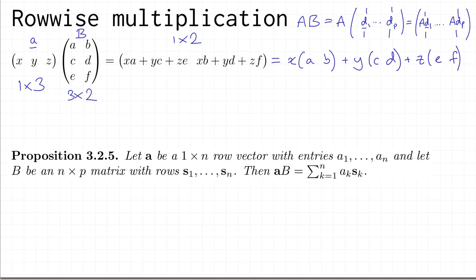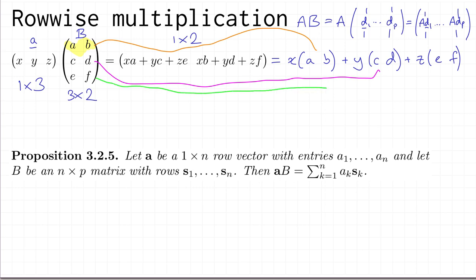And what are these 1 by 2 row vectors? Those are the rows of B. If you look at the first row of B, that was AB, so that's the thing which appears here. And if you look at the second row of B, CD, that's the thing here. And if you look at the last row, EF, that is what we got here.